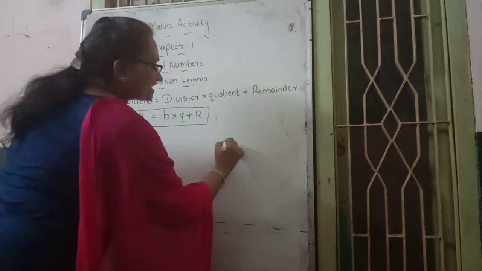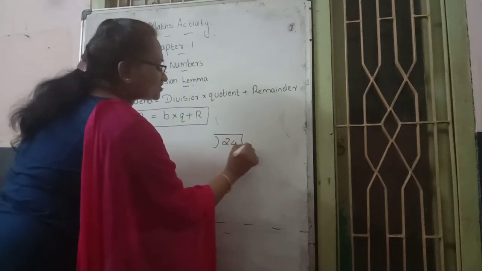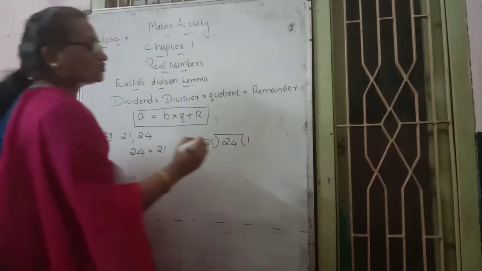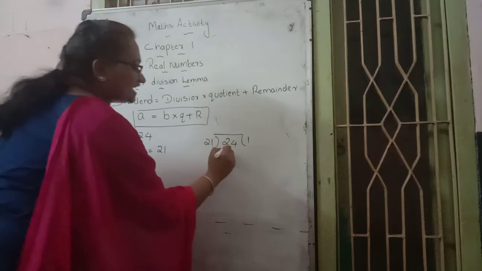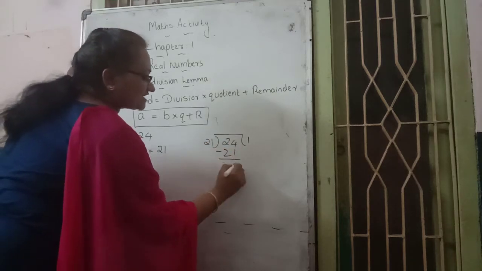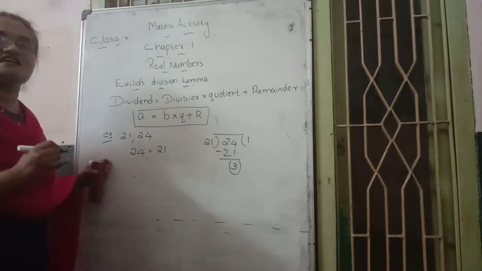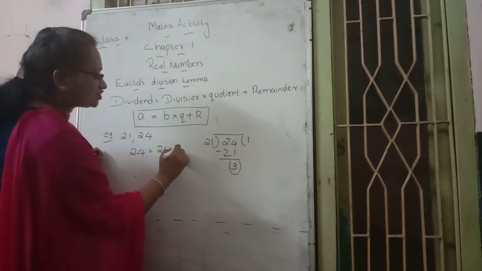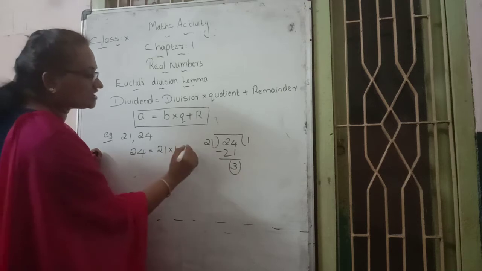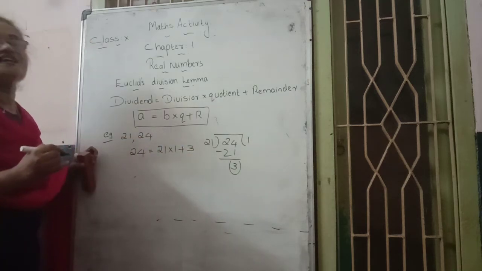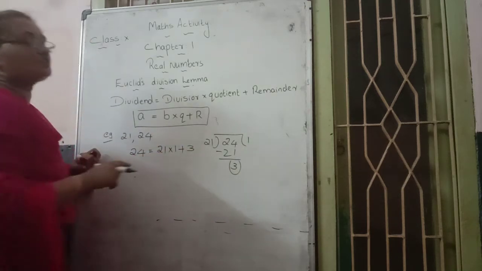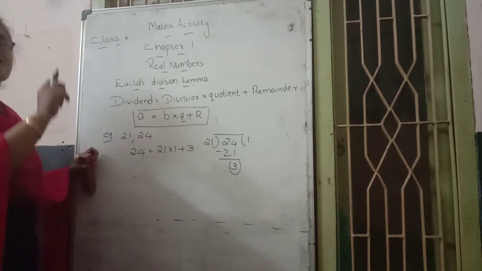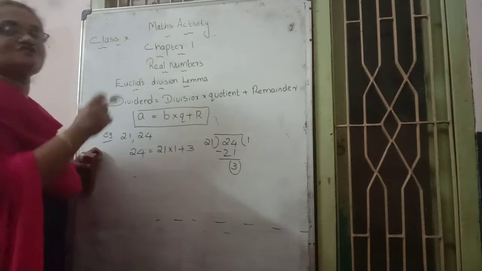So 24 is divided by 21. In the 21 table, 24 is not properly obtained, so one time 21 and we subtract. The remainder becomes how much? 3. So in the quotient place we substitute 1, plus the remainder place we substitute 3. So here the remainder becomes 3. Our aim is for the remainder to become 0. Here the remainder is 3, so we want to continue this procedure.